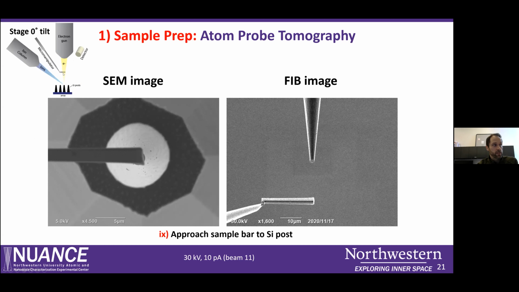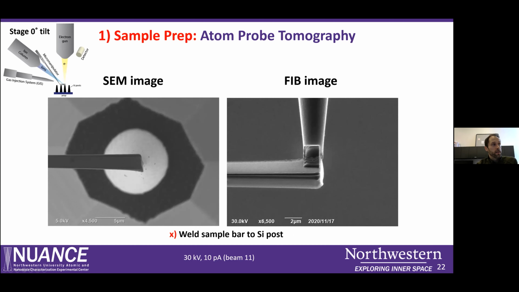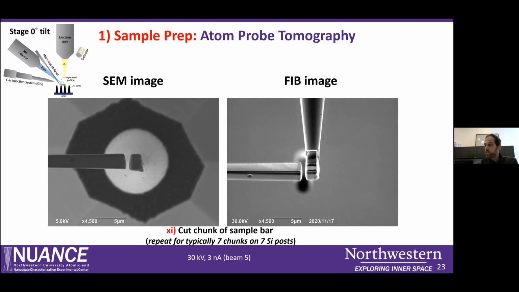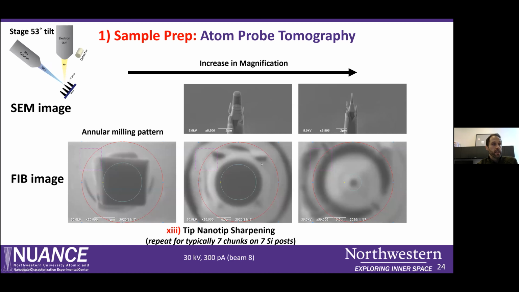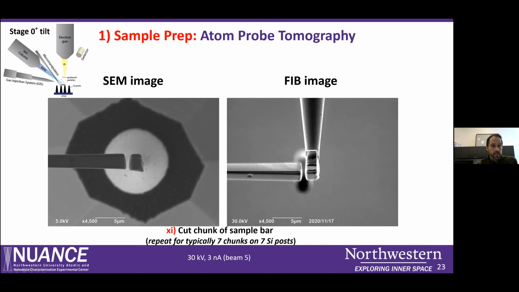And for atom probe sample preparation, typically it's transferred. This bar will be cut into chunks on a silicon array with silicon posts. So this is the schematic over here at 0 degree tilt. Here we're approaching our bar to one of those silicon posts. Then we weld it on using the platinum that we have here again. We cut this chunk loose. Then we also put some platinum on the other side to make sure that the chunk is stable.